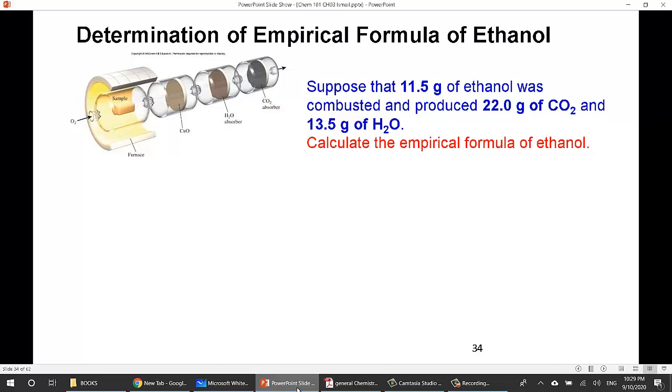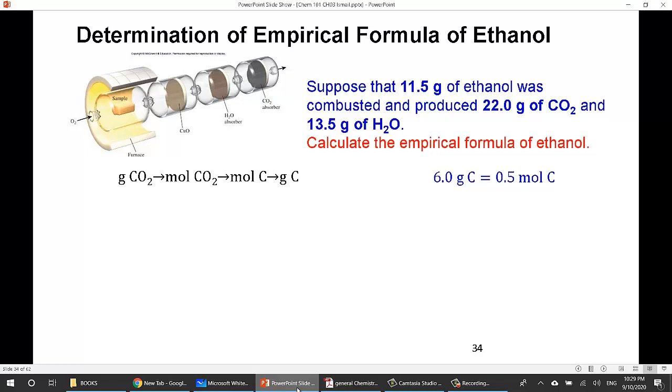This produces 22 grams of CO2 and 13.5 grams of H2O as an example, okay? So the way we do this, first we take the grams of CO2 and convert it to moles of CO2, and using the idea of mass percent, as we taught you before, we can figure out the moles of carbon, and then we can convert that to grams of carbon.